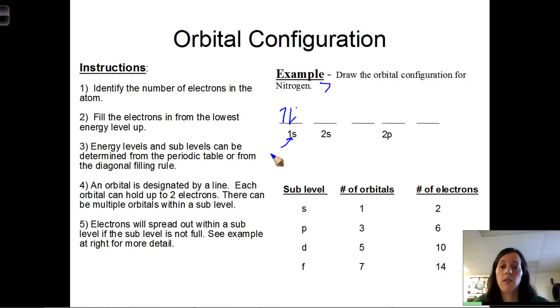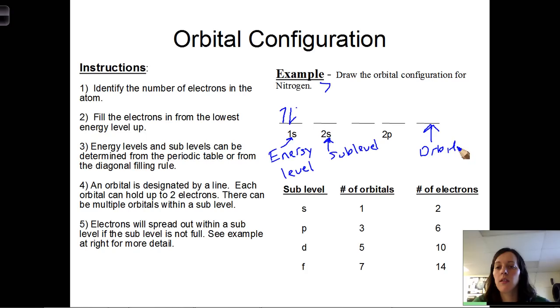So this 1 is our energy level. The letter, regardless of whether it's an s, a p, a d, or an f, indicates its sublevel, which is really its shape. And these lines, we call those orbitals. We'll come back to that in a second, but let's just finish our example problem. So we've accounted for 2 electrons. We have 7, so there's 5 more we need to account for.